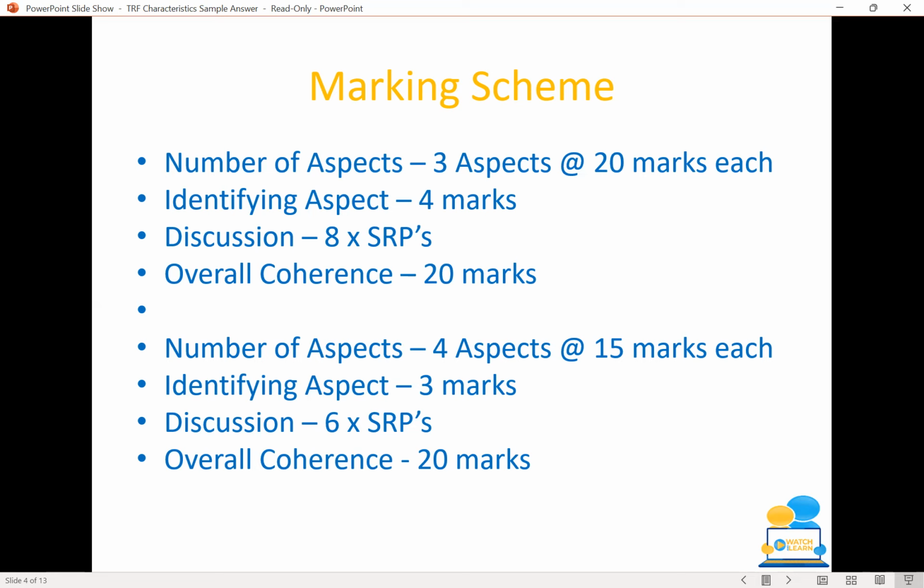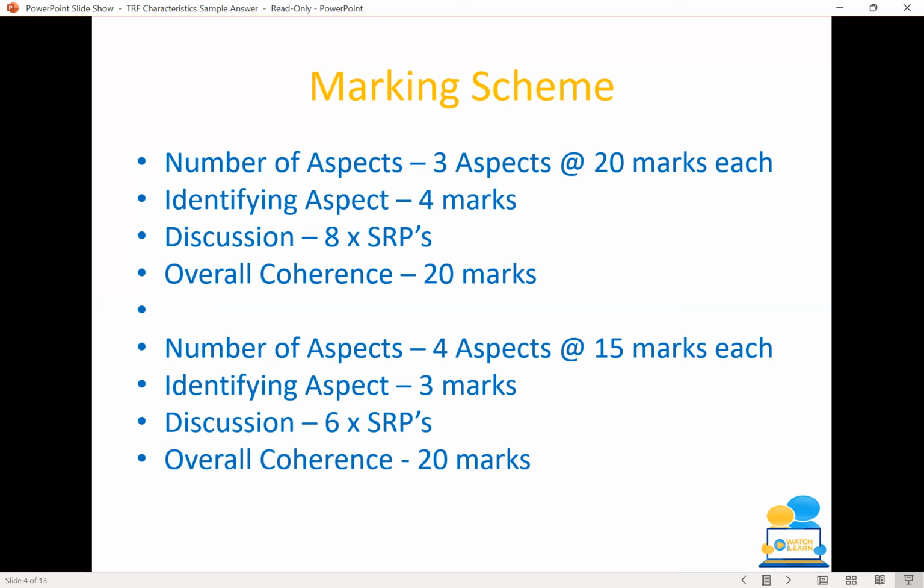6 by 2 gives you 12, which means that'd be 15 marks, and 4 by 15 is 60. And then again, you've got your overall coherence marks, which are worth 20 marks. So that gives you your total then of 80. So again, it's so important that you are aware of the different ways that your essay could be marked, and that you have that marking scheme in your head before you go into the exam.